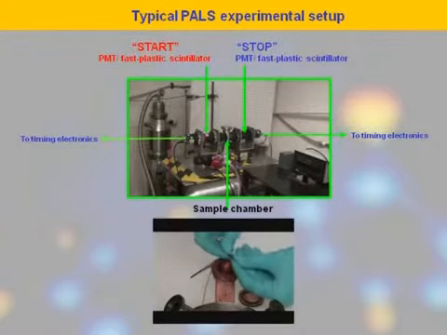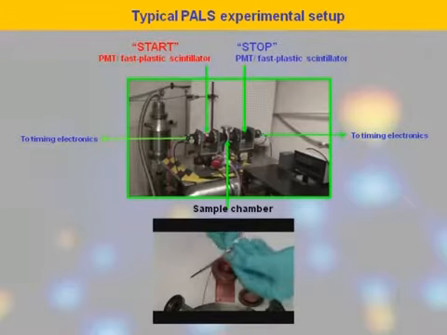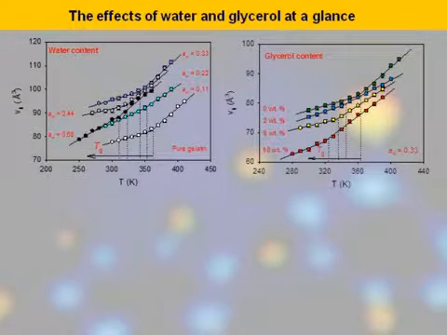Now, let's briefly summarize the main findings of our paper. It is clear that glycerol and water have very different effects on the molecular packing of the gelatin matrices. Both in the glassy and rubbery states, we observe complex changes in the average hole size as a function of the level of hydration, whereas over the concentration range studied, glycerol acts as a packing enhancer, causing a systematic reduction in the average hole size.